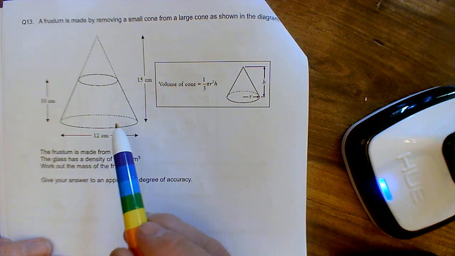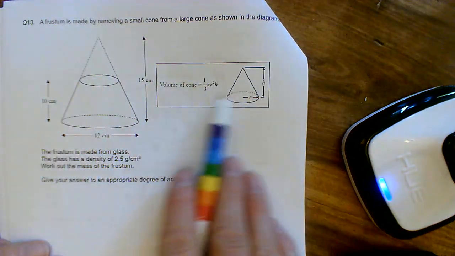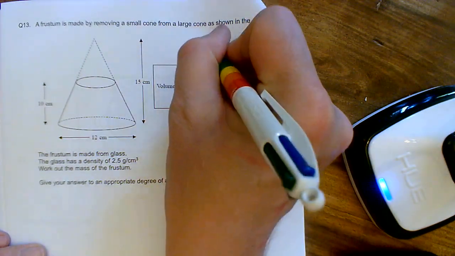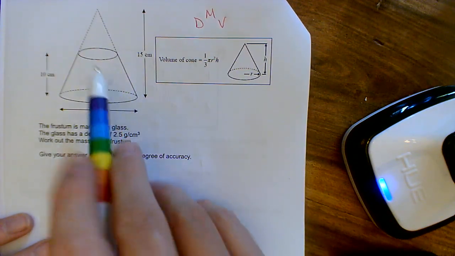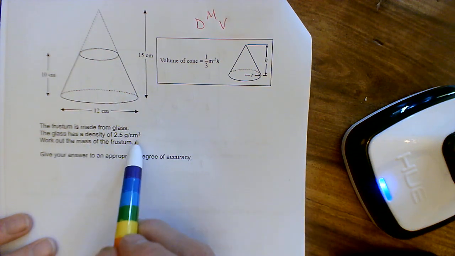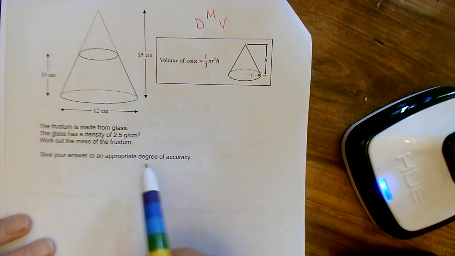Next one, we've got the old, what are these called? Frustum questions. So you see lots of these questions in past papers. A frustum is made by removing a small cone. It says your volume of your cone. We've got density, so we've got a density, mass, volume formula going to kick in at some point. I'm pretty sure I've seen this question somewhere else on one of the past papers. Glass has a density of 2.5, work out the mass of the frustum, give your answer to a suitable degree of accuracy.